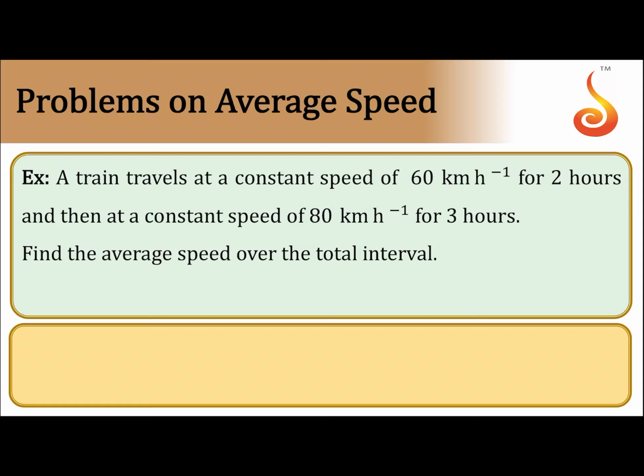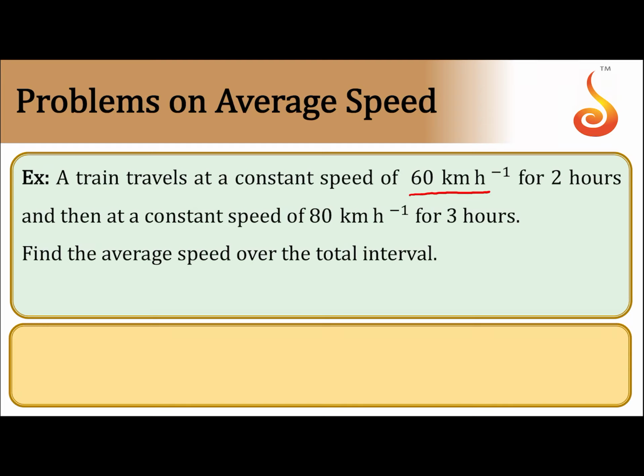Here is a problem on average speed calculation. Let's read the problem. A train travels at a constant speed of 60 km per hour for 2 hours and then at a constant speed of 80 km per hour for 3 hours. Find the average speed of the train over the total interval.